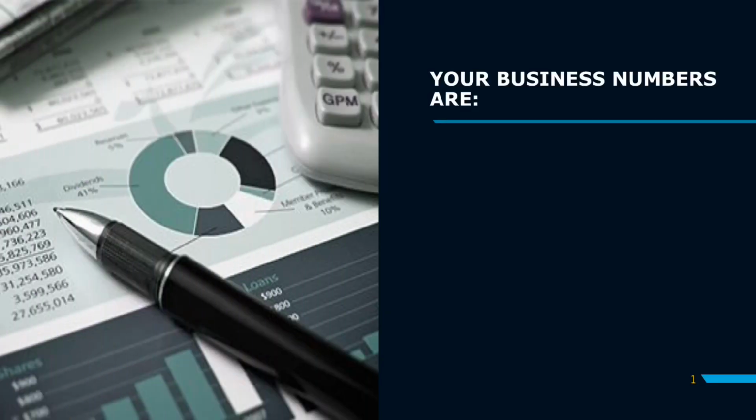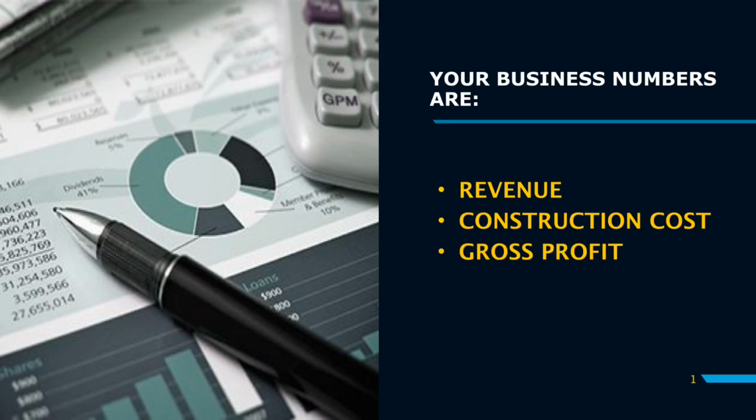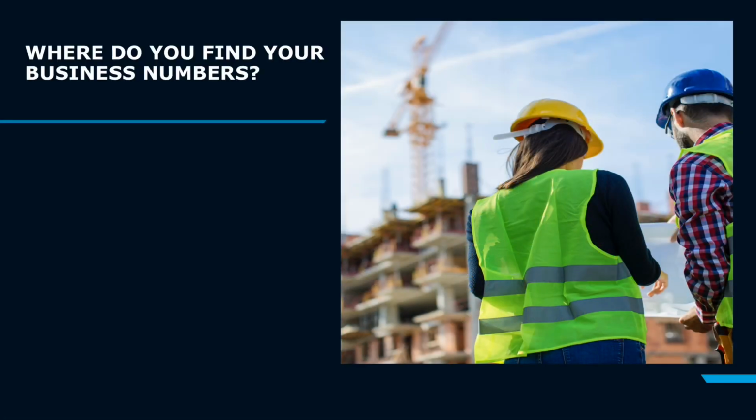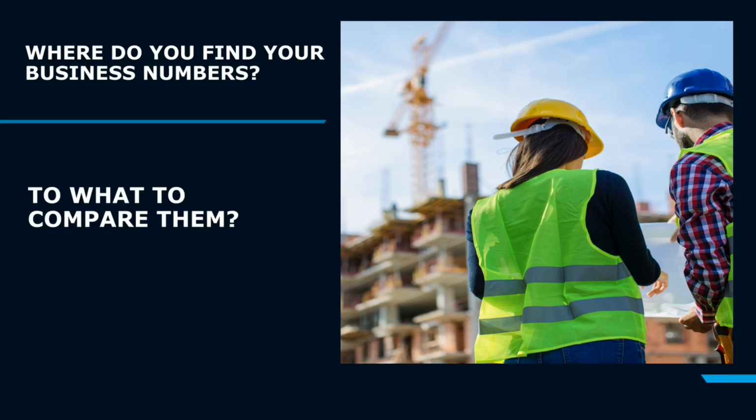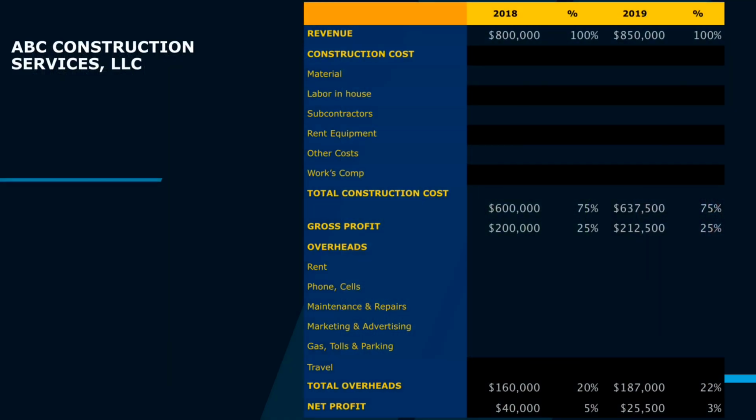From the previous video, you know that your business numbers are revenue, construction costs, gross profit, overheads, and net profit. Today, I am going to explain and answer where do you find your business numbers and what to compare them to. Your business numbers are found in your company profit and loss statement. The profit and loss statement is one of the most important financial statements. It is a statement that shows your company performance for a specific period of time.